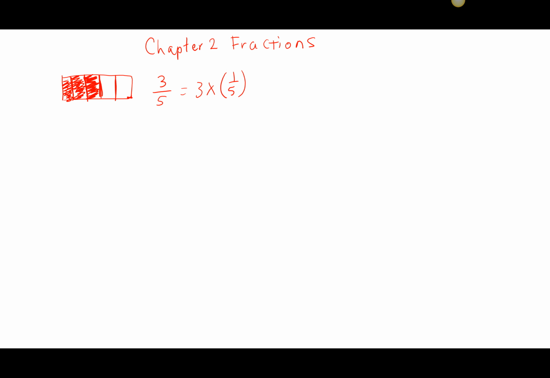The fraction 3/5, the top number is called the numerator. That's called the numerator. And the bottom part is the denominator. This part is the denominator. Okay? So, let's look at an example.